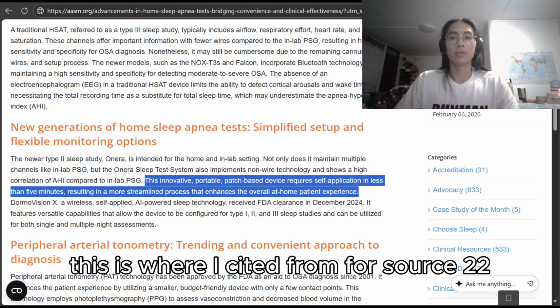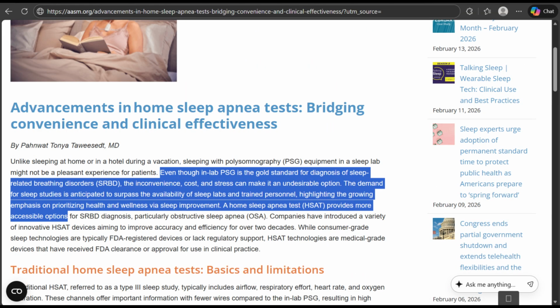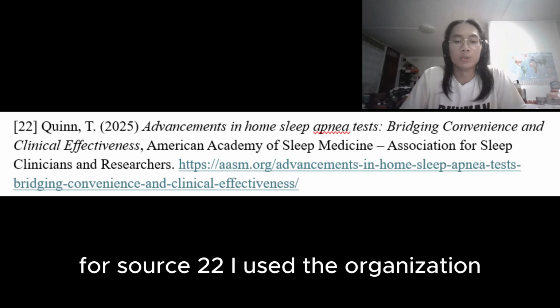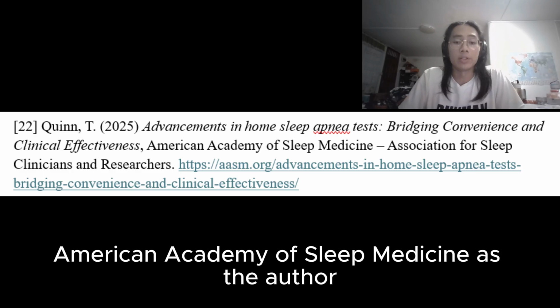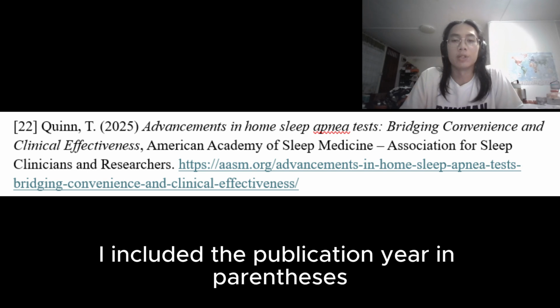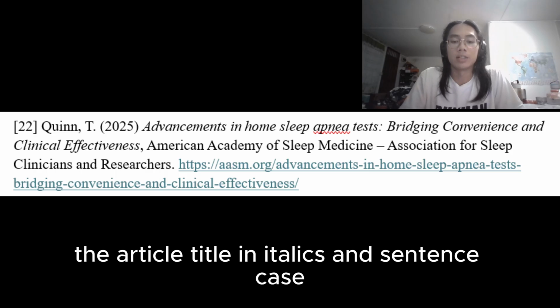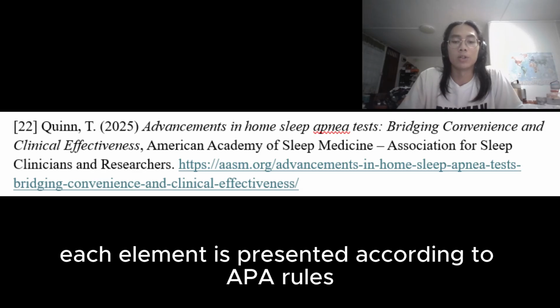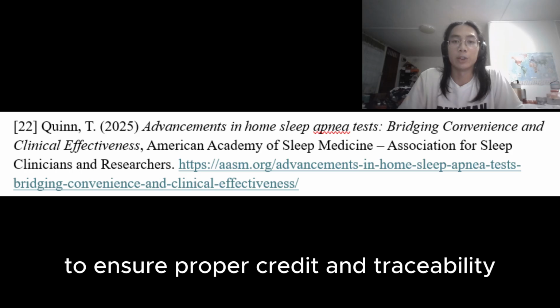This is where I cited source 22. For source 22, I used the organization American Academy of Sleep Medicine as the author, because no individual author was listed. I included the publication year in parentheses, the article title in italics and sentence case, and the full URL. Each element is presented according to APA rules to ensure proper credit and traceability.